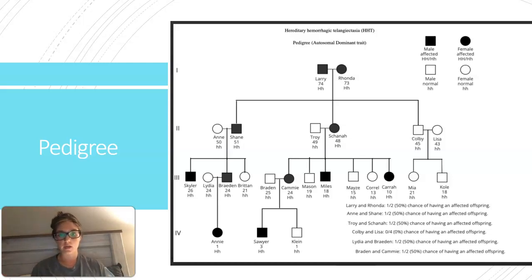So then on the bottom right, you have the inheritance pattern. And it shows about what each offspring would have if they would have another child.